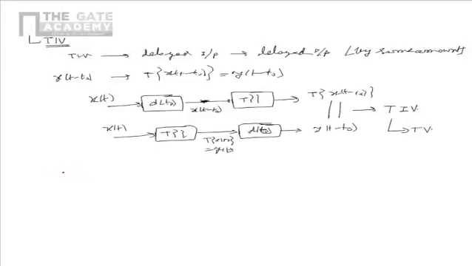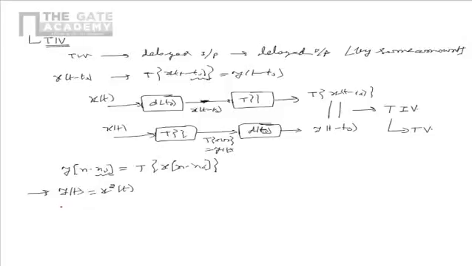Similarly, a discrete time system is time invariant if the delayed version of the output is equal to the output due to the delayed version of the input by the same amount, where here n naught and t naught are delays. Now let us consider some examples. Suppose there is a system y of t is equal to x square of t. We have to find if the system is time invariant or time variant.